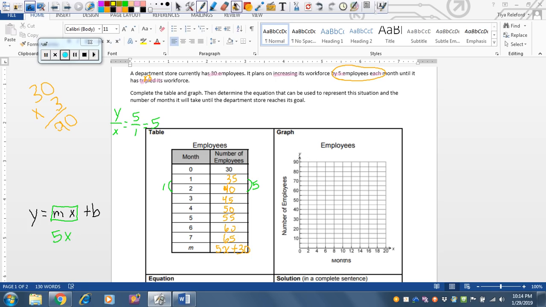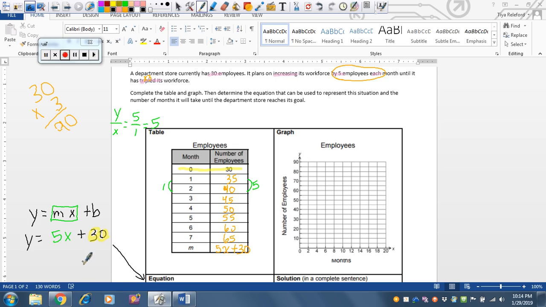And b, well, that's where I started. Wherever I start is b. So that's 30. So this y equals 5x plus 30, that is our equation. That goes down here. It's not on my screen. You can't see it.